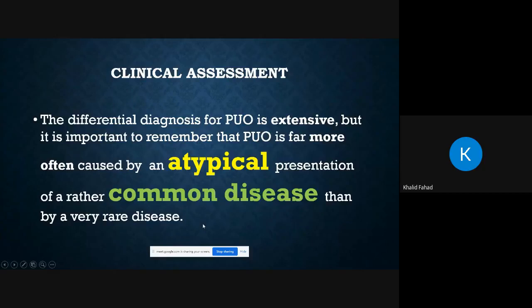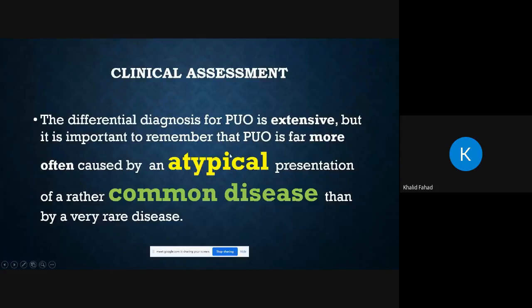And it is very important to remember that PUO is far more often caused by an atypical presentation of a rather common disease rather than by a very rare disease. So it is an atypical manifestation of common disease rather than a rare entity of diseases. Yeah, I'm thinking about rare diseases for infectious causes. TB in Iraq is a very common cause for pyrexia of unknown origin. It will present only with fever, with no diagnostic clues. For example, cough, headache, abdominal pain, just fever. So tuberculosis in Iraq, very important.